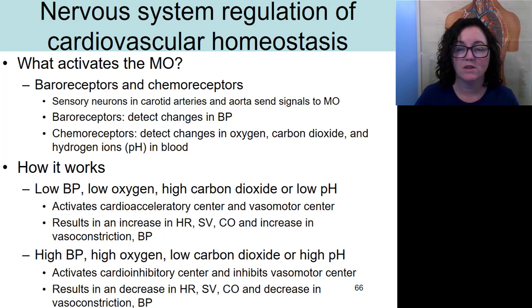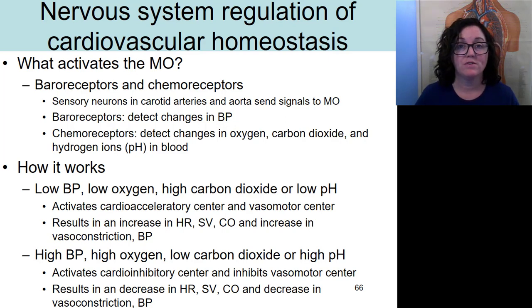The baroreceptors, bar means pressure, detect changes in blood pressure, whereas the chemoreceptors detect changes in chemicals. The chemoreceptors are sensitive to changes in oxygen, carbon dioxide, and hydrogen ions, in other words, pH. So how does this work exactly? Well, low blood pressure will be detected by baroreceptors. Low oxygen, high carbon dioxide, or low pH will be detected by the chemoreceptors. And those conditions will cause them to activate the cardioacceleratory center and the vasomotor center. This is going to result in an increase in stroke volume, heart rate, cardiac output, and blood pressure.